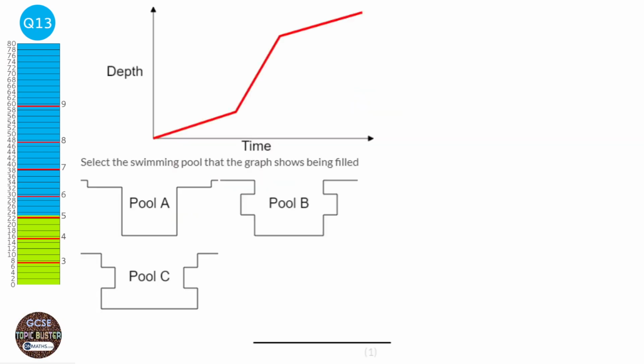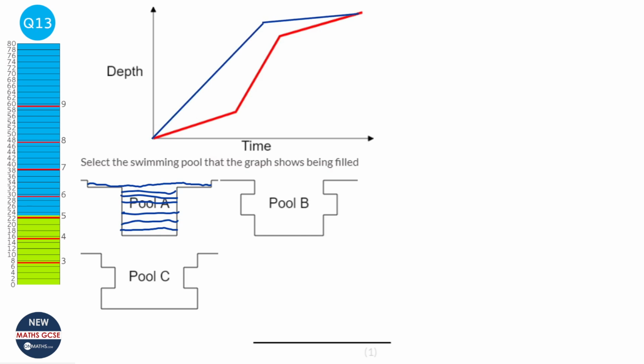So with each of these pools, try and imagine it being filled. So pool A, first of all, we've got water coming into it, and it's actually going to go quite quickly initially, and then it will hit a point at the end where it will go really quite slowly because it's a wider pool. So we would imagine that the graph for pool A would go quite quickly at the start, and then at the end it would go much slower. And the red graph doesn't really describe that at all.